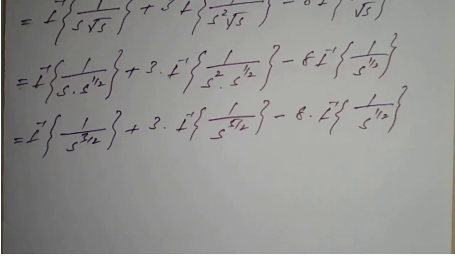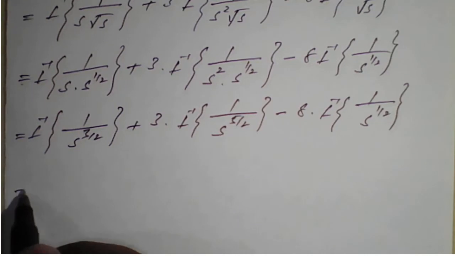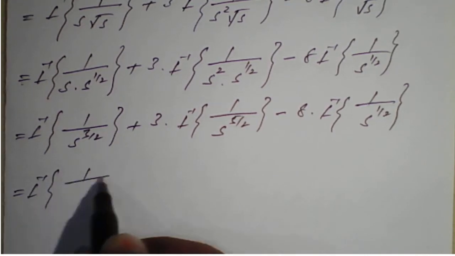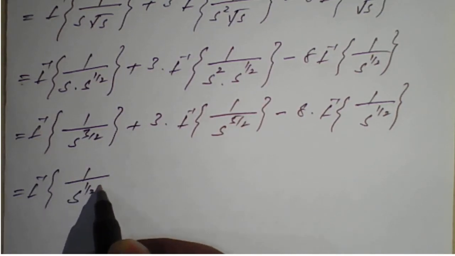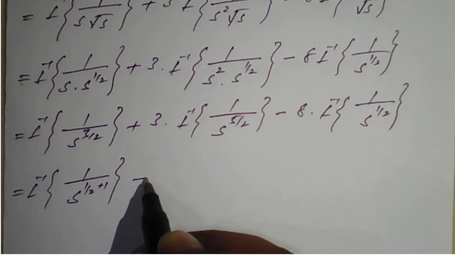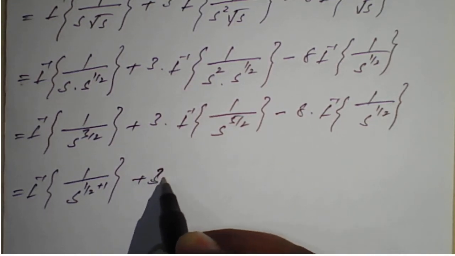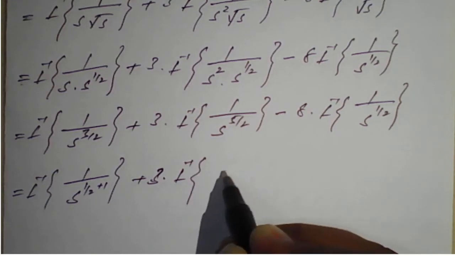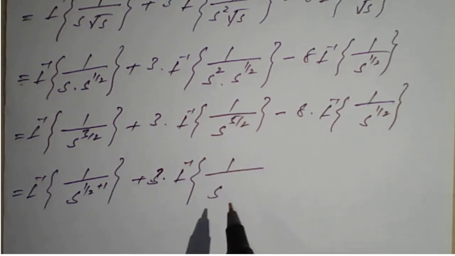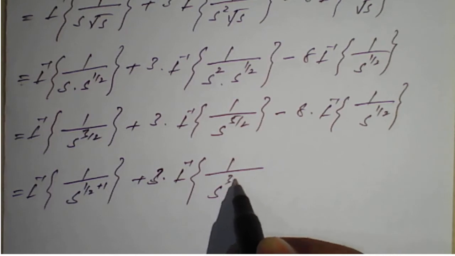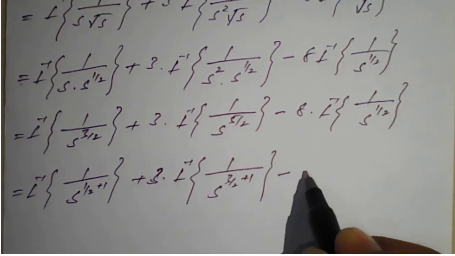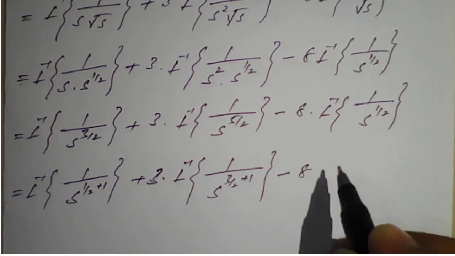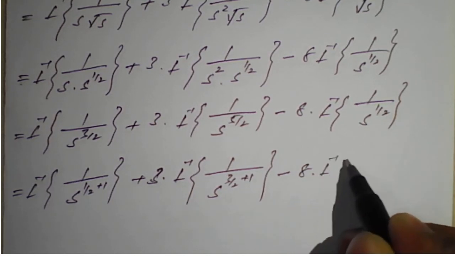So this I will rewrite first in the form of n plus 1 form, that is 3 by 2 can be written as 1 by 2 plus 1, because n plus 1 form I want to rearrange so that we will get the value of n easily. So inverse Laplace of 1 by s raised to 5 by 2 can be written as 3 by 2 plus 1. If you simplify, we will get 3 by 2 plus 1 is nothing but 5 by 2 only.